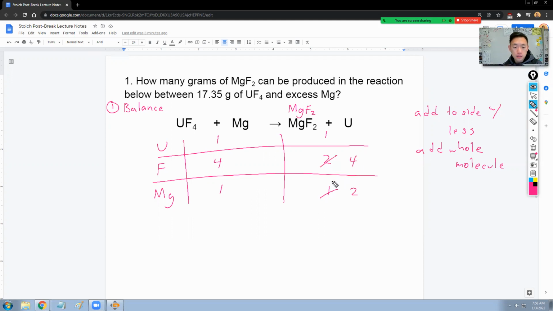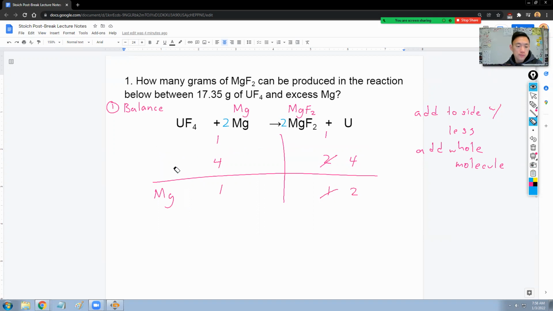Okay, and so our U is balanced, our F is balanced, but our Mg is not balanced. So we just add to the side that has less. The left side has less. And here I can just add Mg by itself because in the equation, I have Mg by itself. So all we need to do is put the coefficients or numbers in front. I have 2 Mg, so I put a 2 right here. And I have 2 of these, so now I put a 2 in front of it. And that's our balanced equation.